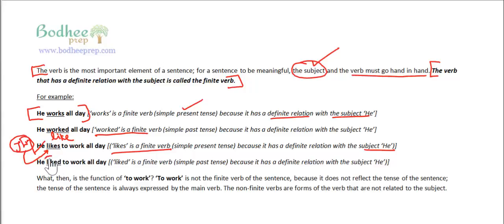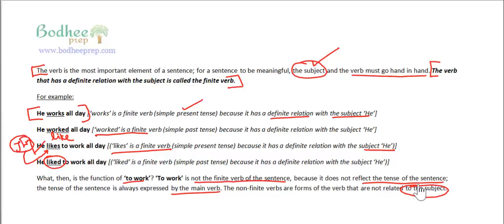He liked basically becomes the past tense. Then many of you ask, what then is the function of to work? To work is not the finite verb of a sentence because it does not reflect the tense of the sentence. The tense of the sentence is always expressed by the main verb. The non-finite verbs are forms of the verb that are not related to the subject, right?